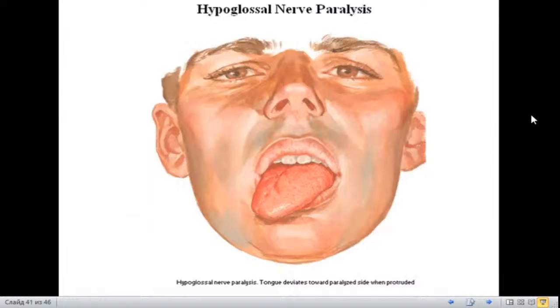Lesion to hypoglossal nerve causes paralysis, and in this case the tongue deviates towards the paralyzed side in case of protrusion.